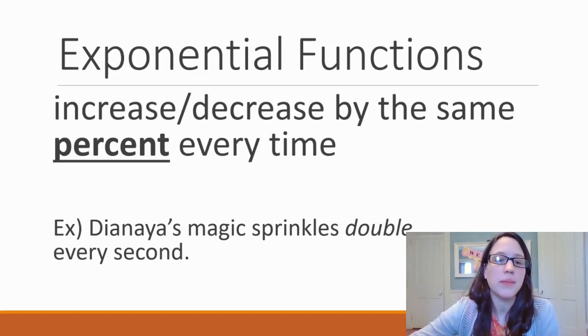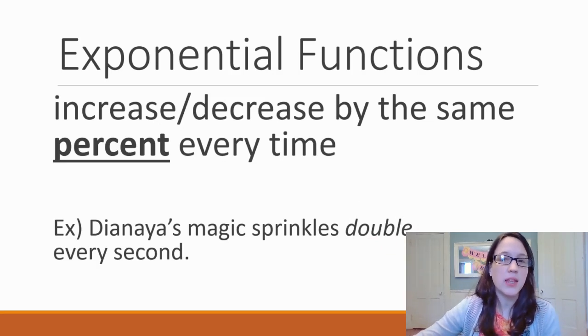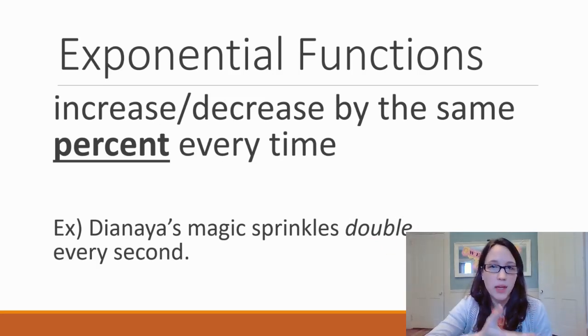Or let's say Denia's sprinkles double every second. So this is still going up by the same percent every time. What percent do you think it's going up by? Well, if it's doubling, that's basically taking the amount of sprinkles that we already have and it's going up by that amount. So it's increasing by 100% every second.